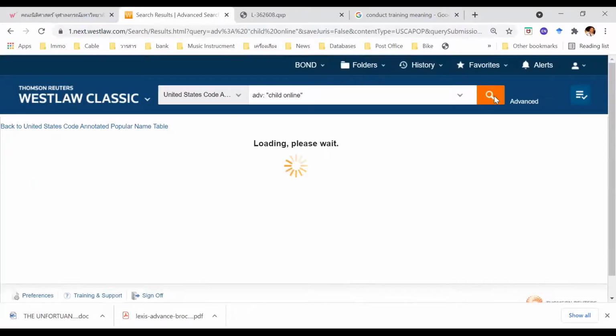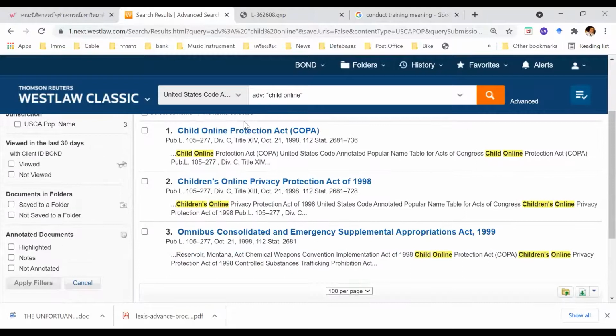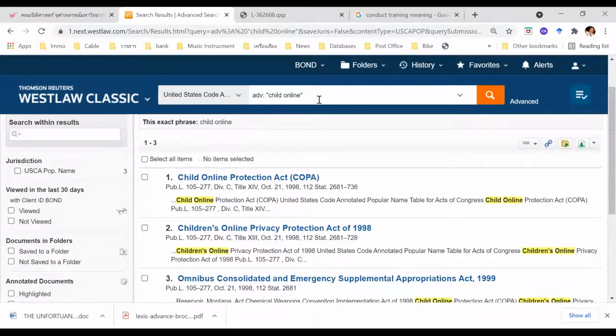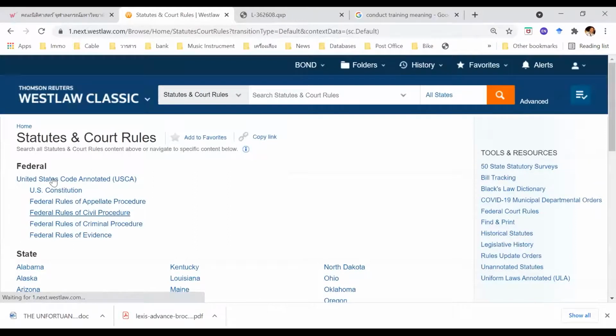You can look at that. It will search on the specific words, "child online", in quotation marks. So you can use the advanced search with quotation marks to search for particular words. Just start with this one, statutes. Use this one, state code annotated.